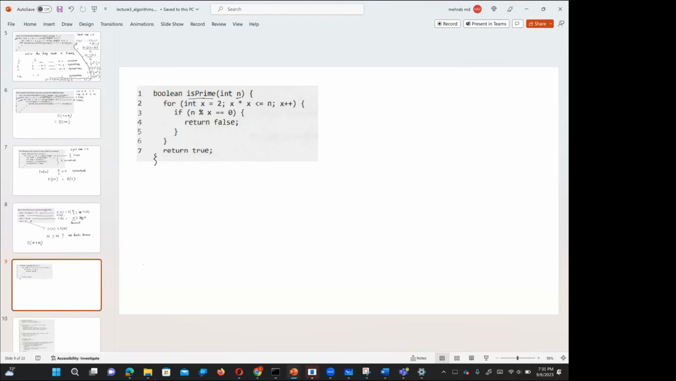So tell me, what is the definition of a prime number? Divisible by one and itself. Yes, any number that is divisible by only one and itself. Suppose 37 is a prime number, because you cannot divide 37 by anything else except 1 and 37, right?